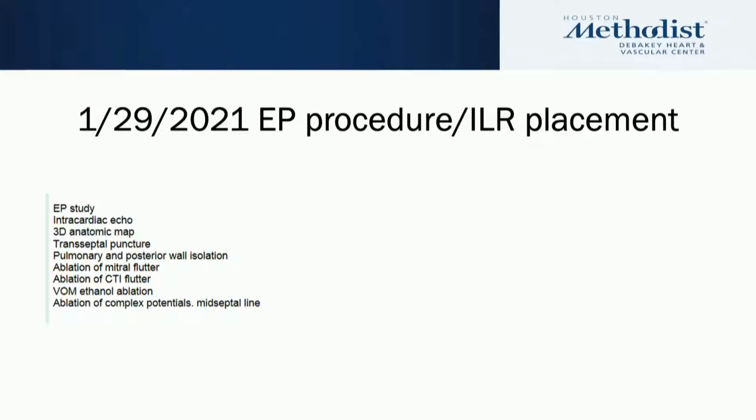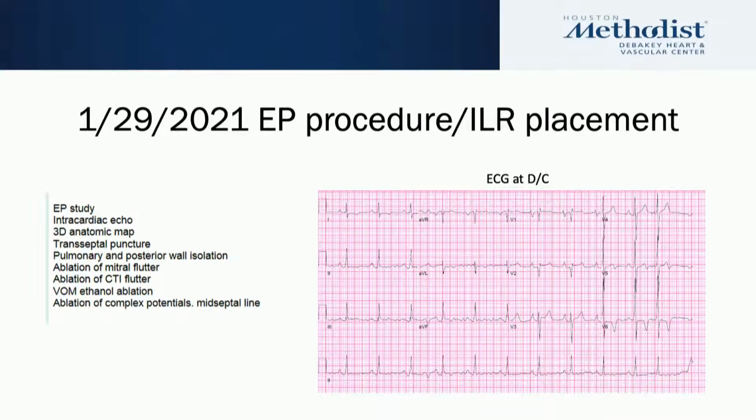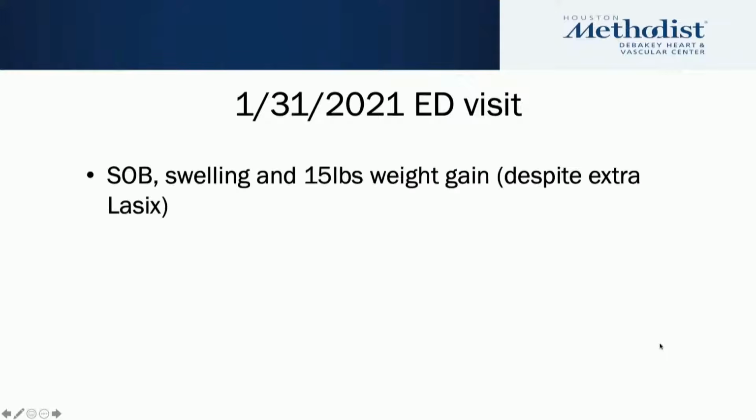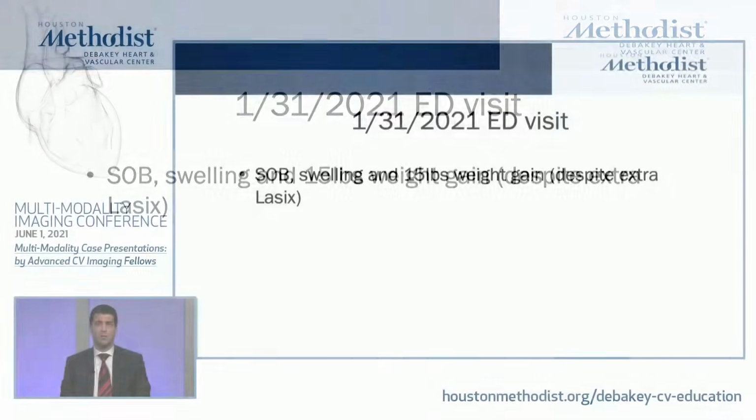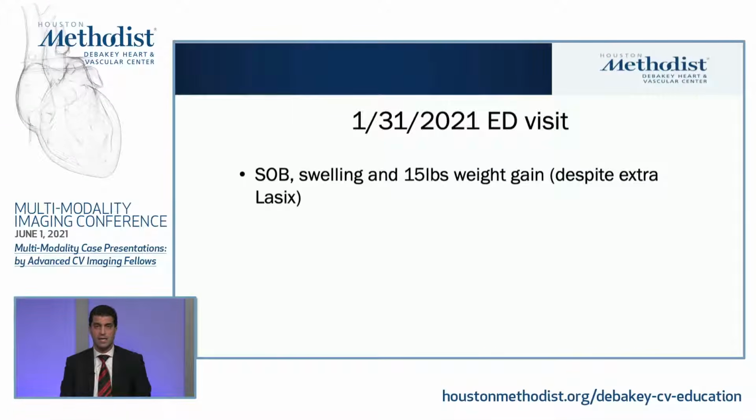We'll discuss that. He gets the EP procedure done with a loop in place, a pulmonary vein isolation, and vein of Marshall ablation, and then he gets an ECG at discharge, and the ECG shows that he's in normal sinus rhythm. I want to point out the giant T-wave inversions, which is extremely important, especially in our discussion later on about apical HCM. Two days later, the patient comes back to the emergency room. Now he has shortness of breath, swelling, a 15-pound weight gain, and he tried to take extra Lasix.